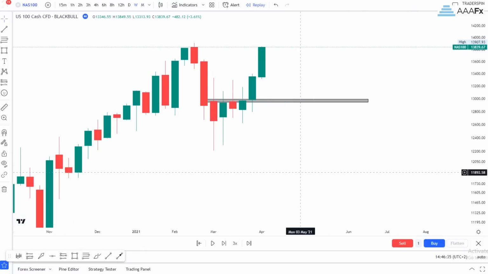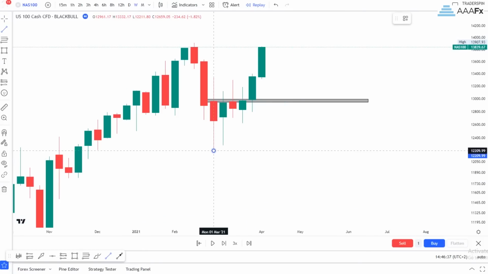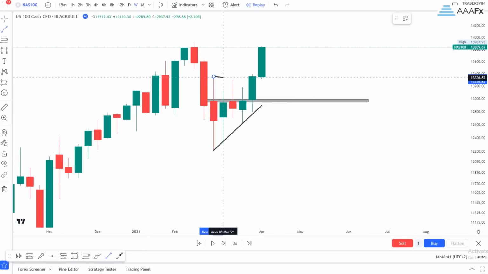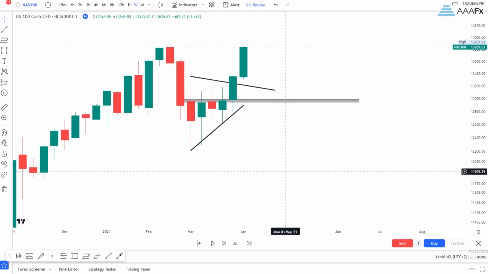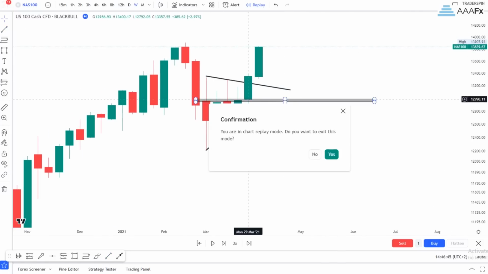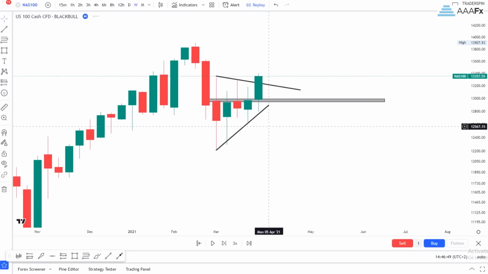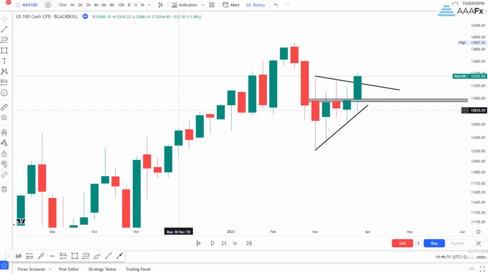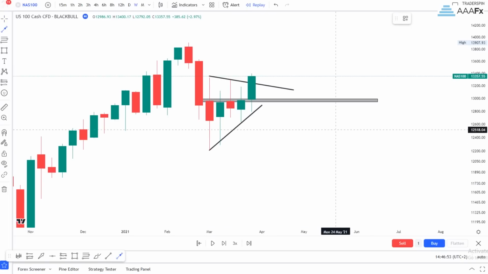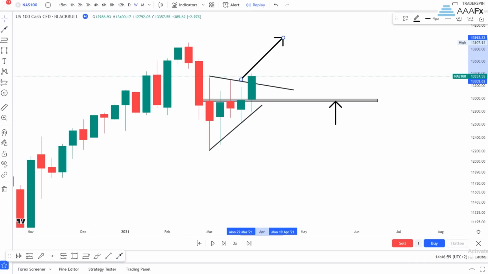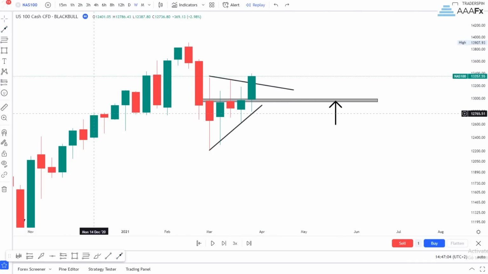So this structure is going to create some sort of consolidating structure like this. I used my replay tool, and then probably I put price there. Remember that this is my zone. This is where I'm expecting price to break out from this consolidating structure, and then do something like that, and then come back there, and then I wait for my entry properties.